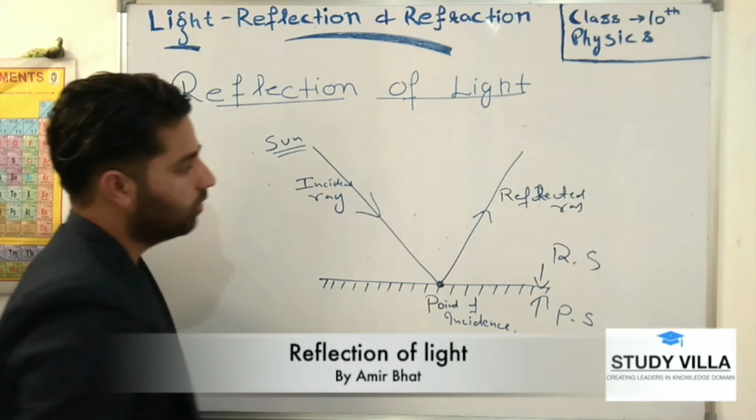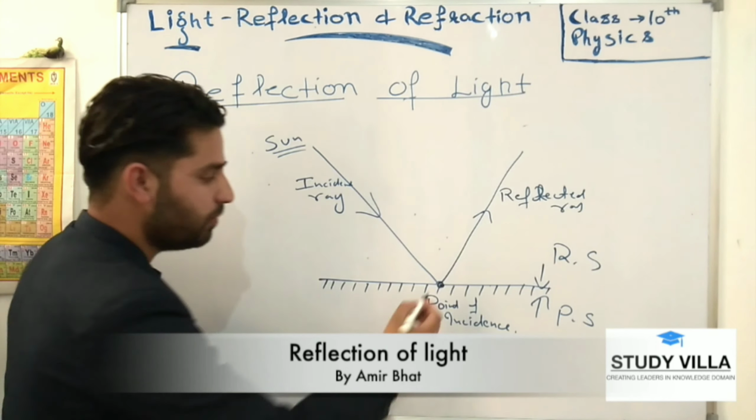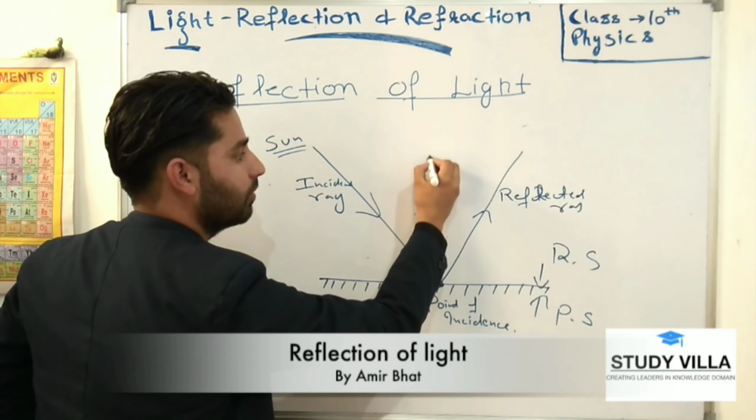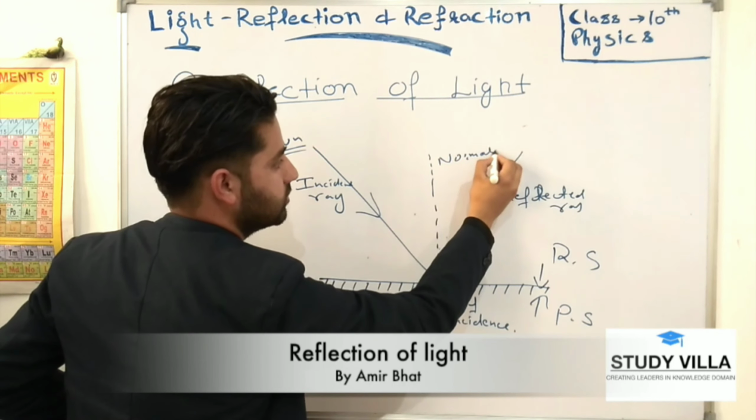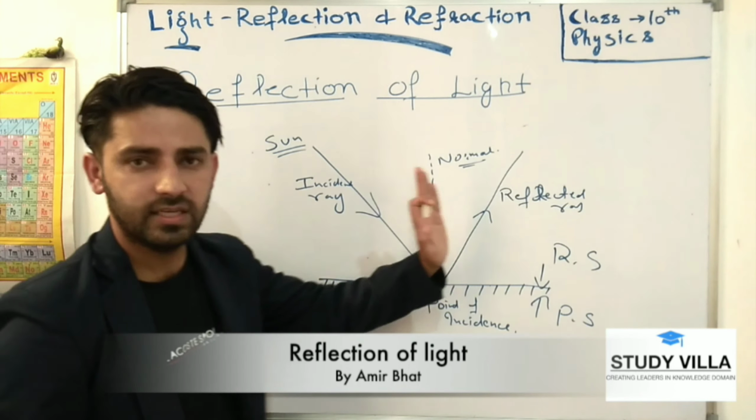So here in this figure one normal is there. Normal means the perpendicular to the point of incidence. जब हम point of incidence से perpendicular ड्रा करेंगे उस point of incidence से उसको हम कहेंगे normal. This is known as normal. So you have to memorize these four basic terms, that is incident ray, point of incidence, reflected ray and normal.